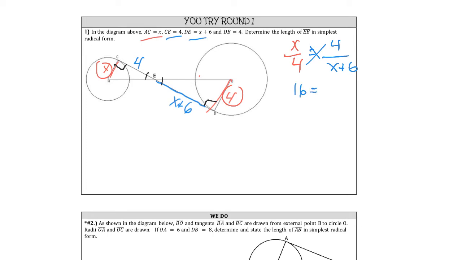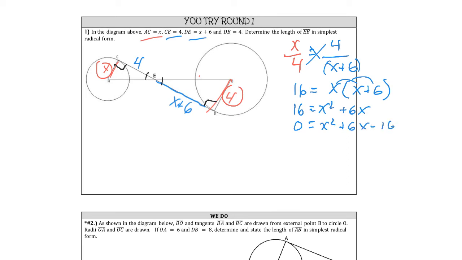So 16, because 4 times 4 is 16, x times x plus 6. Remember, we got to distribute when there's 2 terms. So we have 16 equals x squared plus 6x. Subtract 16 from both sides because I want it equal to 0. X squared plus 6x minus 16. And now I got to factor it.